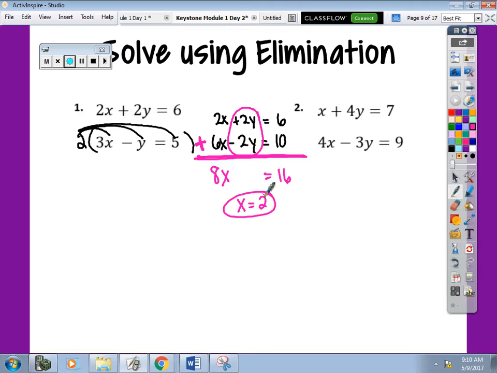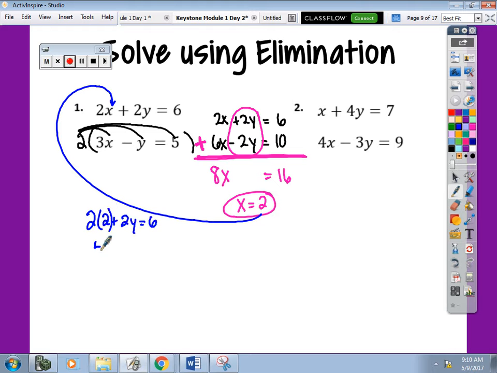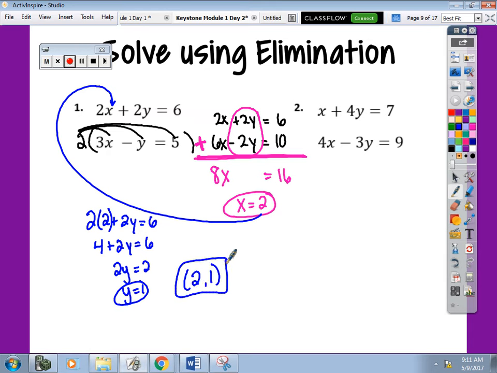Take that number and plug it back in for one of the equations for x, since that's an x value. Multiply to get 4. Subtract 4. And divide to get y is 1. Take your two answers and write them as an ordered pair, 2, 1.